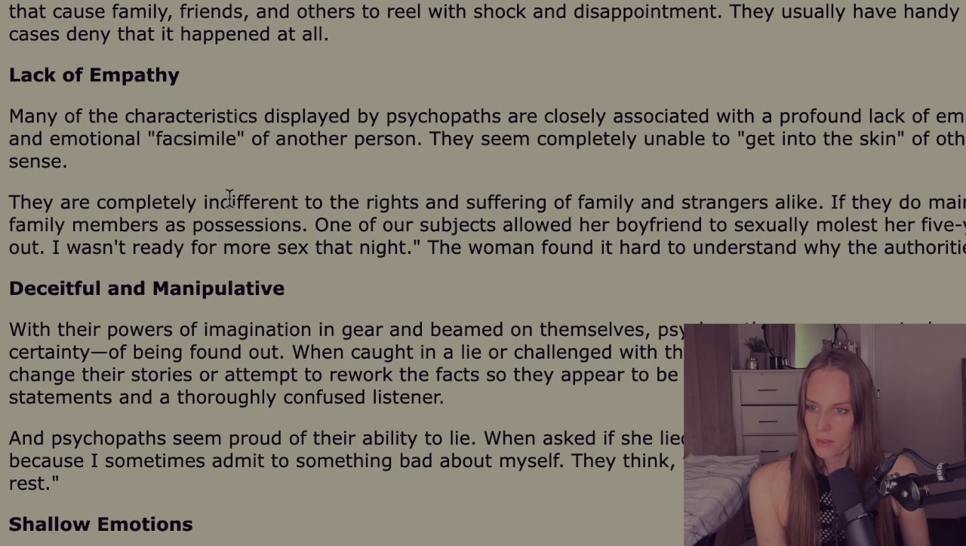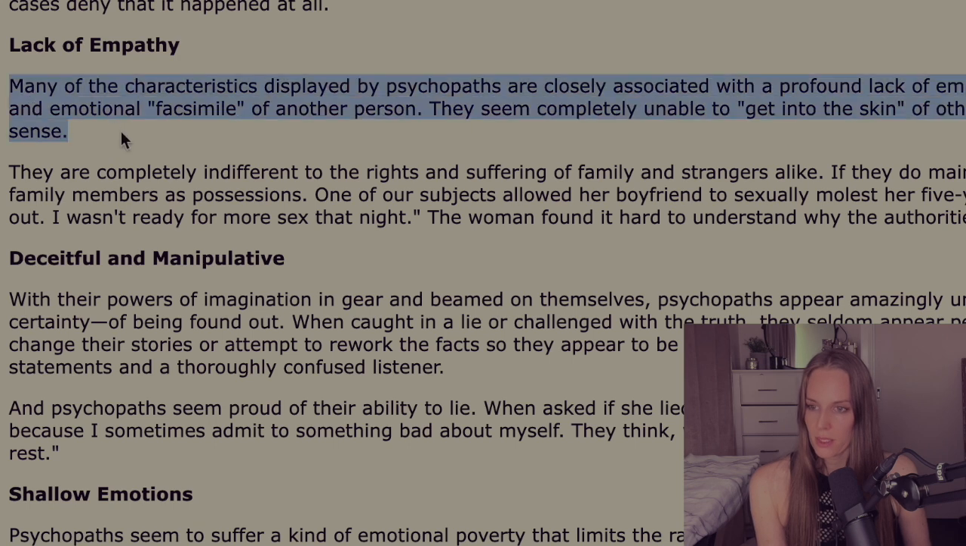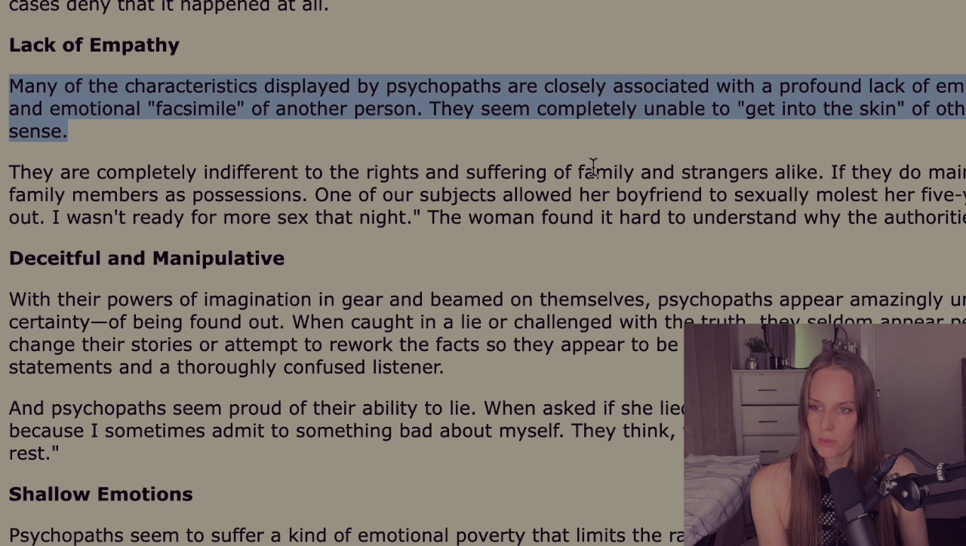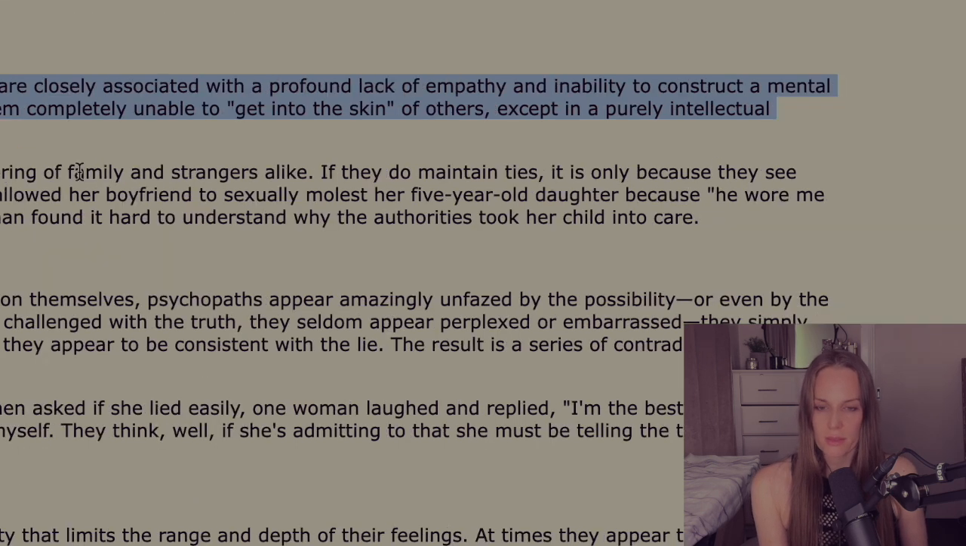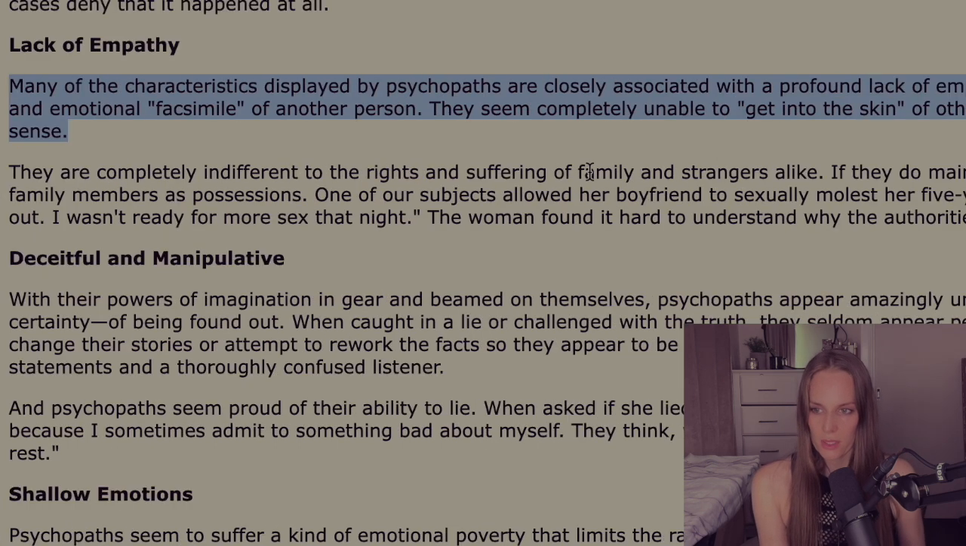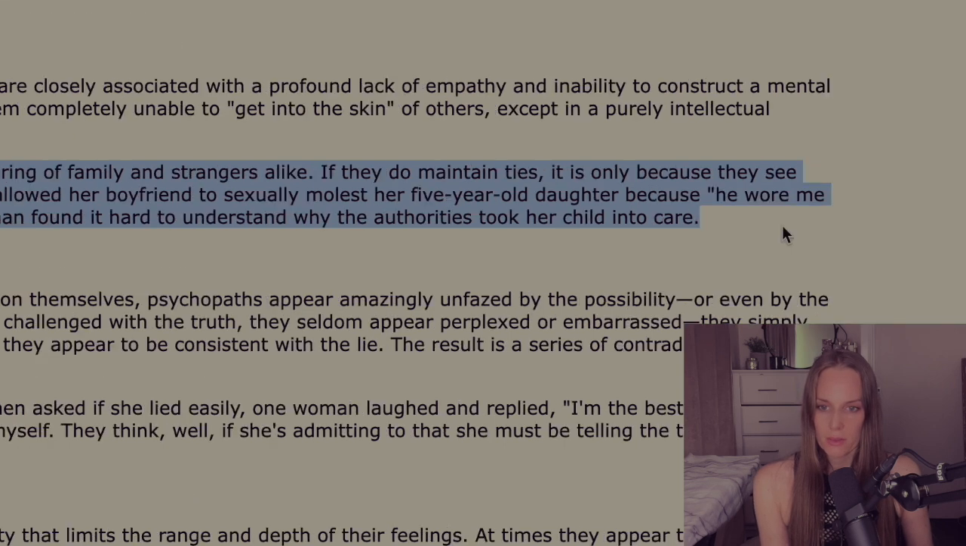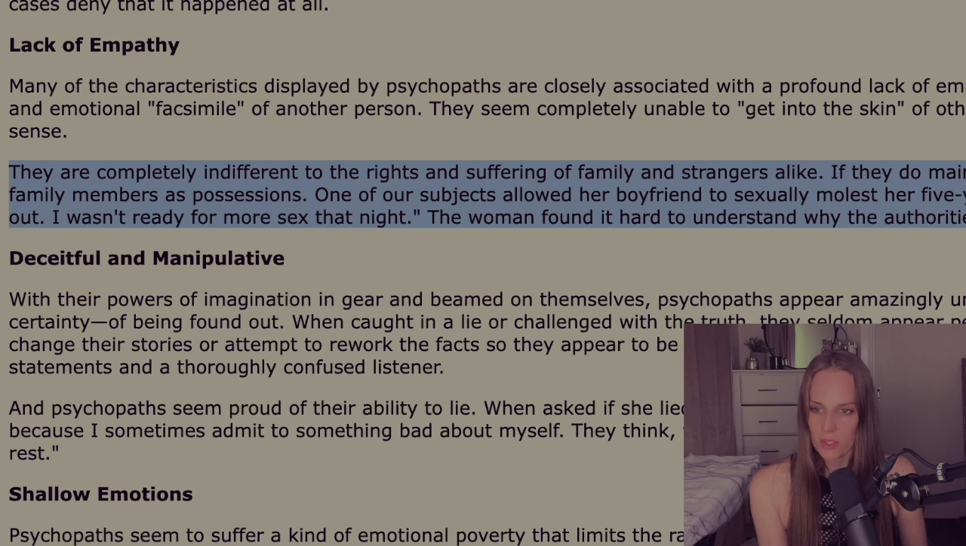And lack of empathy is described. Many of the characteristics displayed by psychopaths are closely associated with a profound lack of empathy and an inability to construct a mental and emotional facsimile of another person. They seem completely unable to get into the skin of others, except in a purely intellectual sense. They are completely indifferent to the rights and suffering of family and strangers alike. If they do maintain ties, it is only because they see family members as possessions.